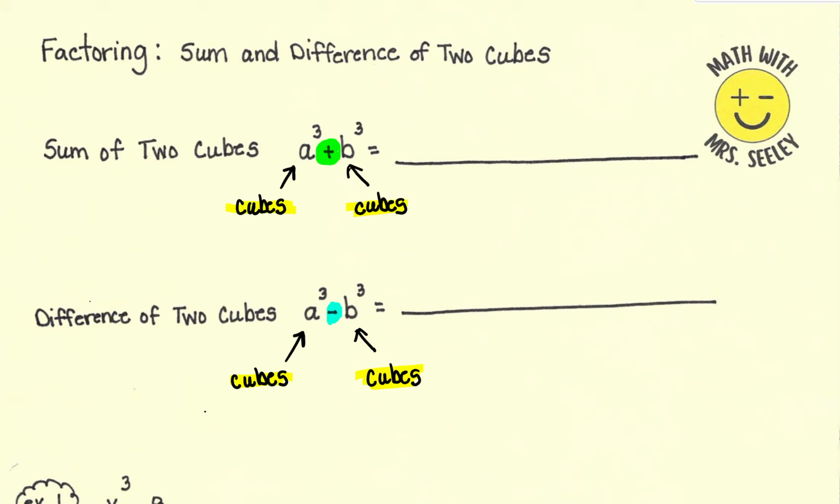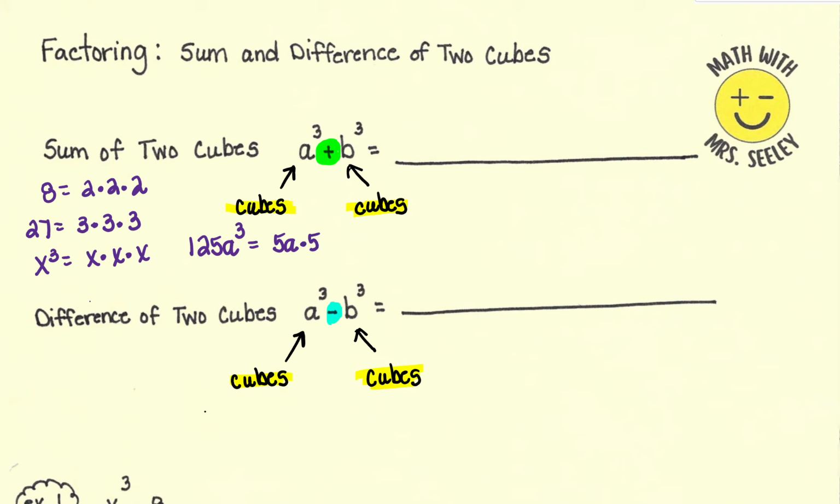Now let's talk about what we mean by cubes. When you have a cube, that's the same number times itself 3 times. So 8 is a cube because that's 2 times 2 times 2. 27 would be a cube because it's 3 times 3 times 3. X cubed is a cube because it's x times x times x. We can even have numbers and letters together that represent cubes, like 125 a cubed, because that's the number 5 times 5 times 5 and the letter a times a times a.